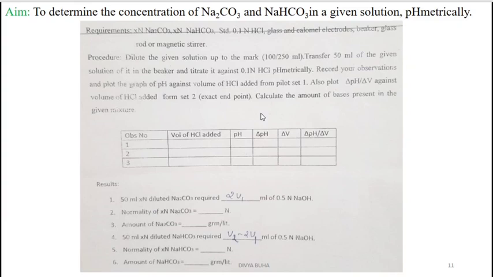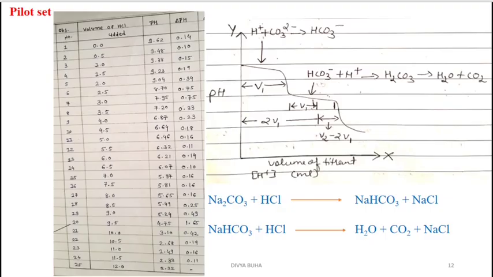Using both the sets, you have to draw two different graphs. From the first set, that is the pilot set, you have to draw a graph of pH versus volume of HCl added. Whereas from the second set, you have to draw a graph of delta pH upon delta V versus the volume of HCl. Everything would be similar to the previous practical, that is of aspirin. In that practical you were getting only one endpoint. Over here you will be getting two endpoints because there are two different components in the sample which are to be determined. So let us start first with the pilot set.